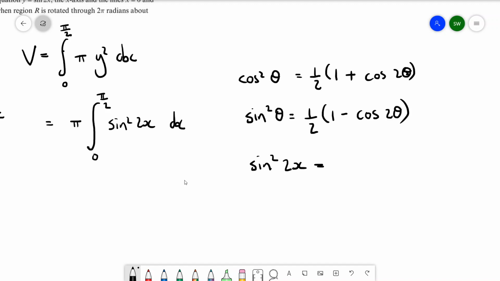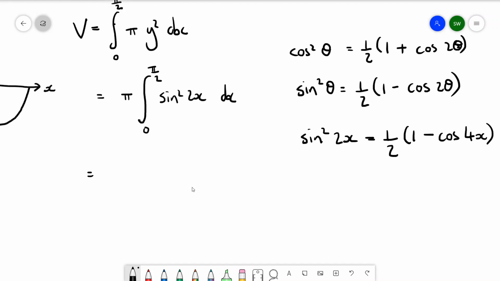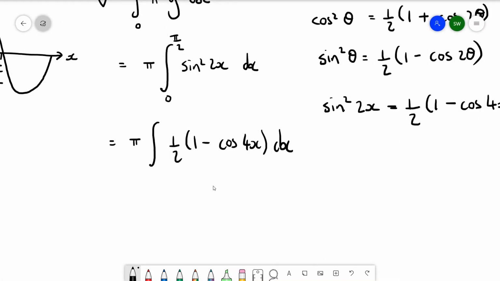So we're going to get an expression for sine squared 2x, which is a half times 1 minus cos. If we replace theta with 2x, we're going to have 4 theta there, 4x, sorry. So let's replace sine squared 2x with that expression there. And you don't need to, but I'm going to take the half outside of the integral at this point. So we're going to have pi over 2 times the integral of 1 minus cos 4x dx.